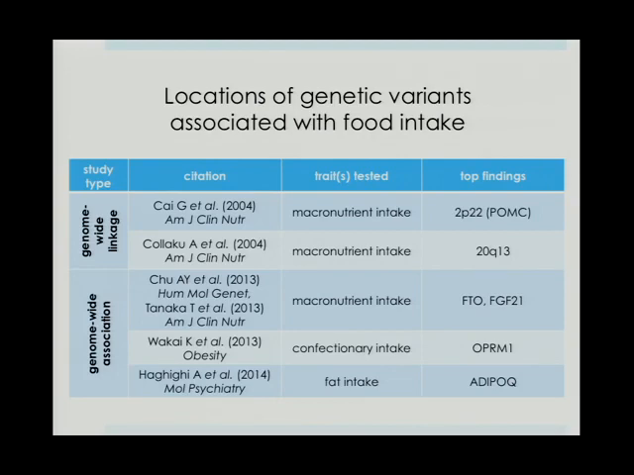And then these two were two other studies and returned. Again, FTO we already knew from obesity. FGF21 was a new finding. And then these two genes were also associated with, this was a confectionery intake survey, and fat intake for the ADIPQ.